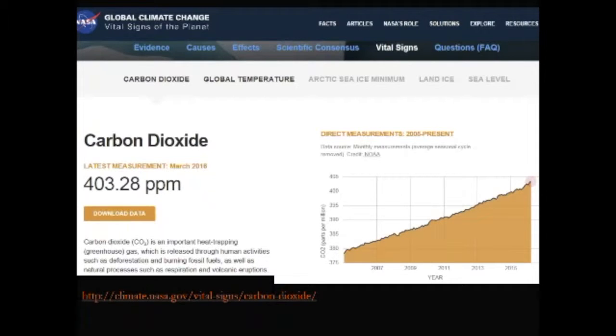We know that carbon dioxide is a greenhouse gas which is released to the atmosphere through human activities such as deforestation or the burning of fossil fuels, but it can also be released to the atmosphere through natural processes such as respiration or volcanic eruptions.